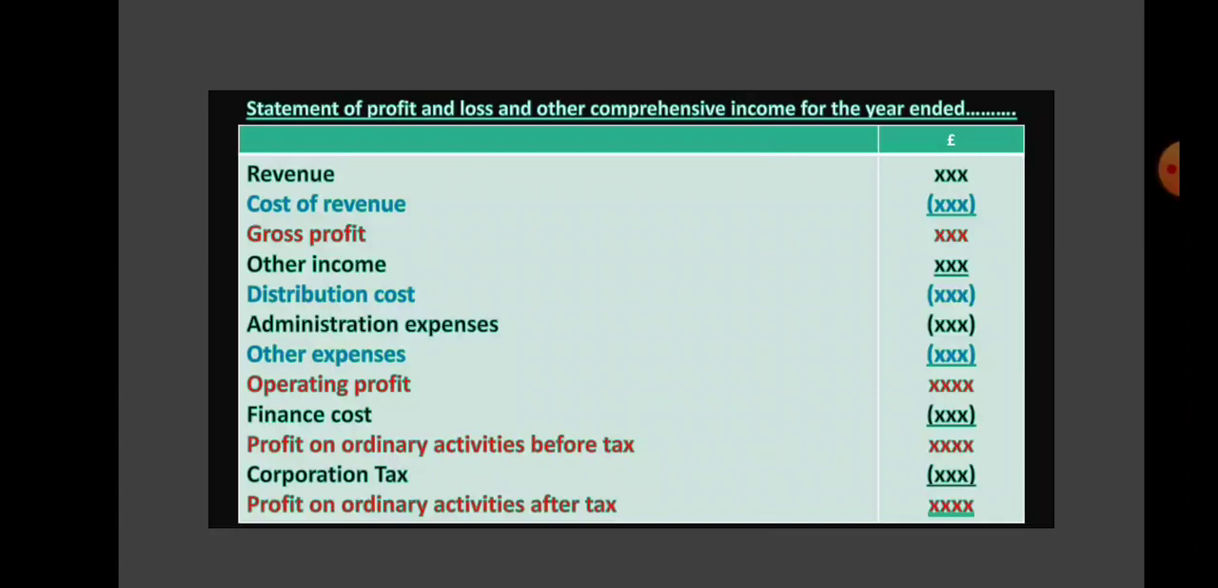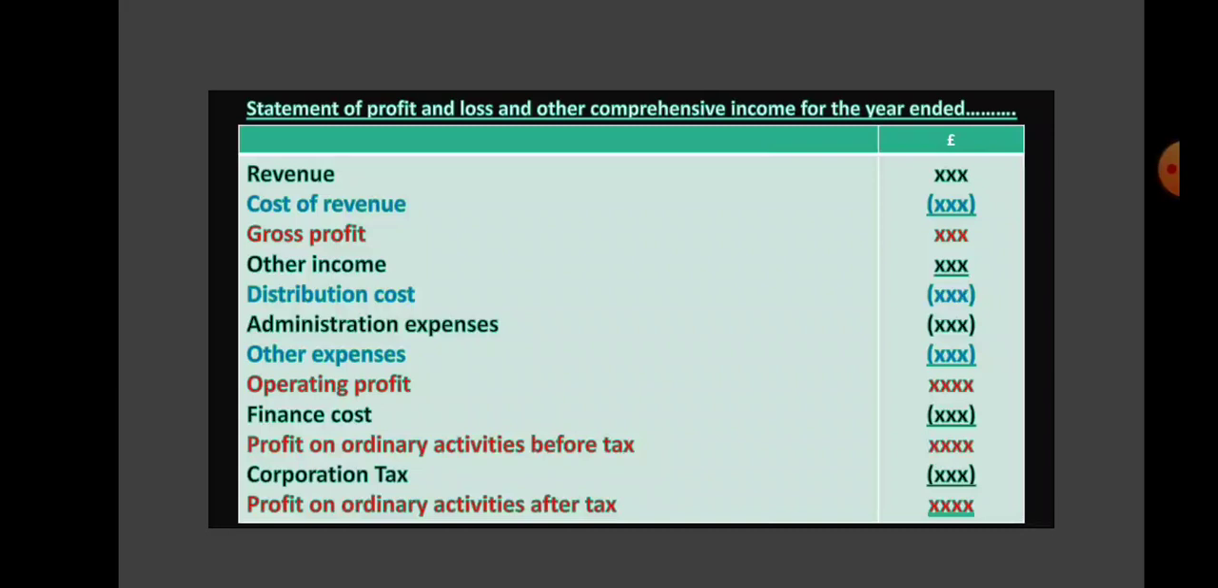Then next you can see distribution cost and administration expenses. In this format, all the business expenses should be classified as distribution or administration expenses only, and that should be shown separately as workings. The next is other expenses. Other expenses include the expenses which are incurred in order to generate the other income or expenses which are not related to the regular trading activities.